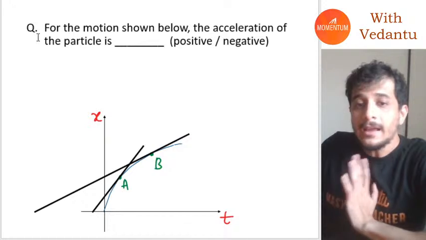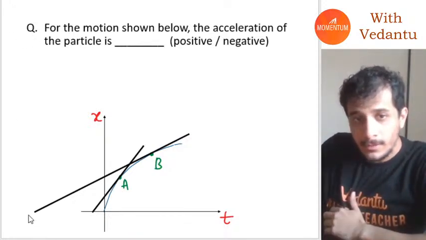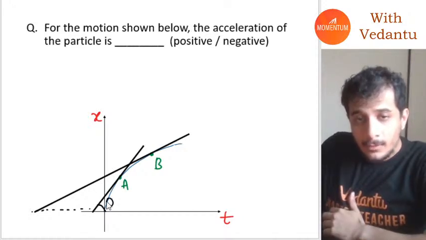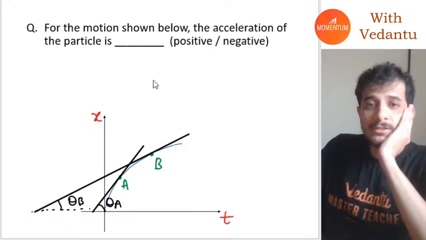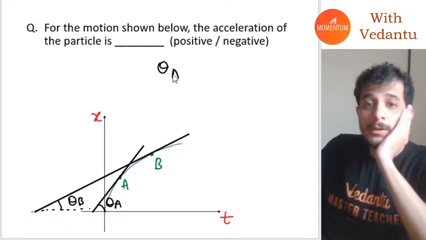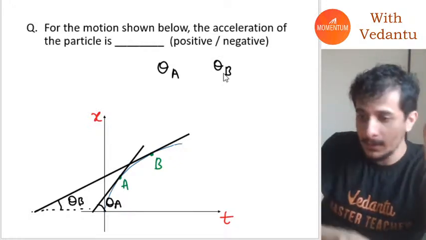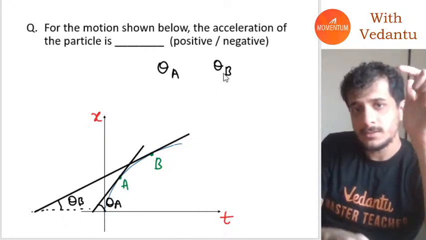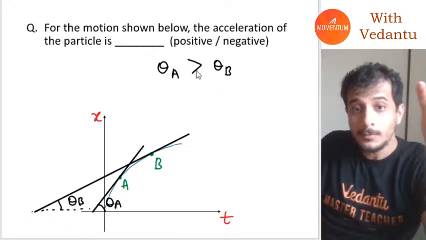Now guys, I have made two tangents at point A and point B. The angle made by this tangent, let's call it theta A, and the angle made by this tangent, let's call it theta B. First of all, tell me, which angle is bigger, theta A or theta B? Tell me in the chat. Correct, exactly. Theta A, the angle A, is bigger than angle B.